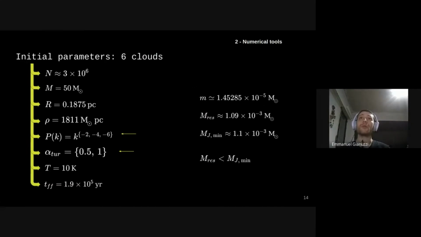With this code, we generated 6 different initial conditions. All of them have the same initial number of particles, mass, radius, and temperature, are homogeneous, and have a free-fall time of almost 0.2 million years. The parameters varied between initial conditions are the initial velocity, power spectrum index, -2, -4, and -6, and the ratio of turbulent to gravitational energy, 0.5 and 1.